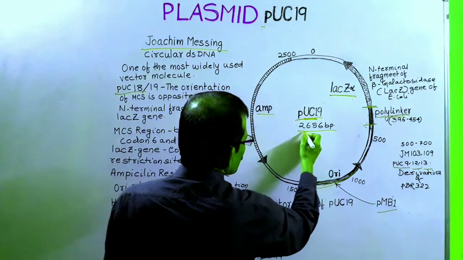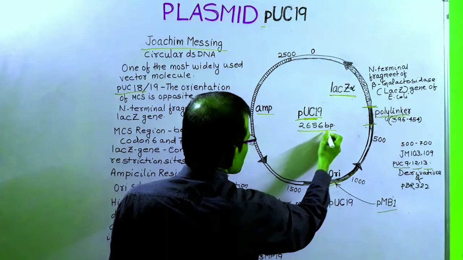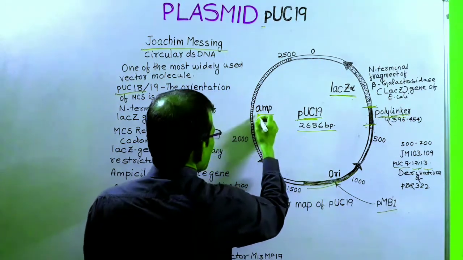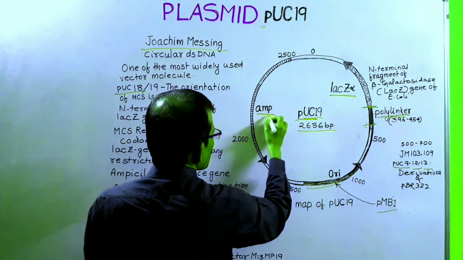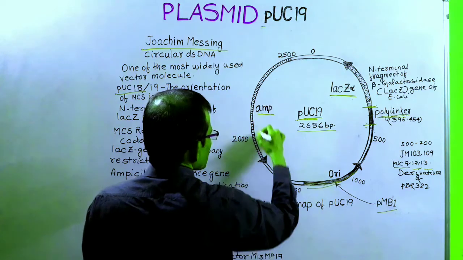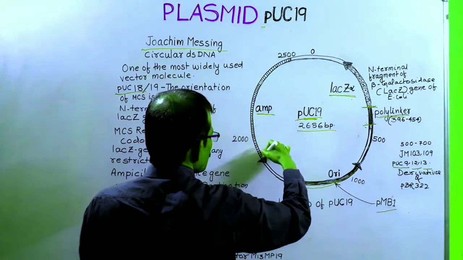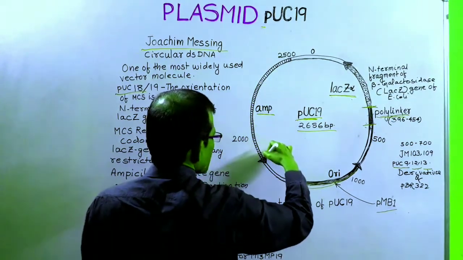It contains 2686 base pairs. This vector contains an ampicillin resistance gene, or bla gene, the sequence of which has been changed so that it does not have a unique restriction site.